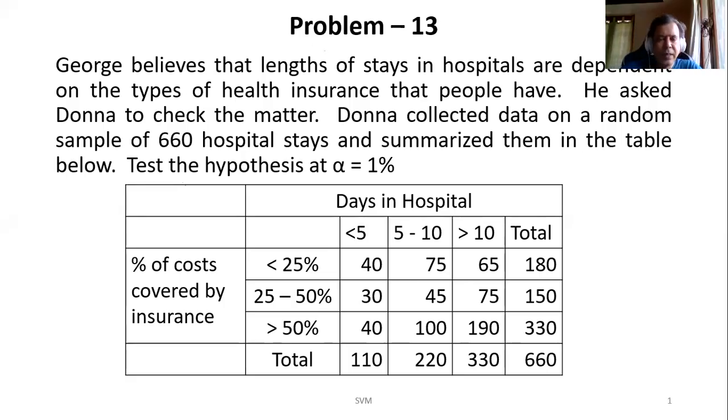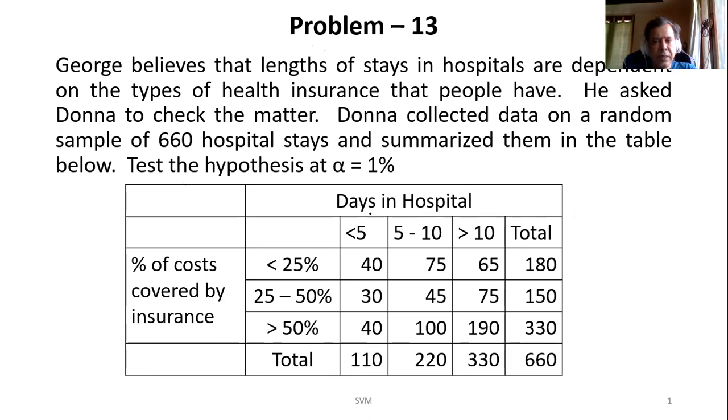Hello everyone. This is in continuation with our hypothesis testing problems. The next problem goes like this. George believes that lengths of stays in hospitals are dependent on the types of health insurance that people have. He asked Donna to check the matter. Donna collected data on a random sample of 660 hospital stays and summarized them in the table below. Test the hypothesis at alpha equal to 1%.